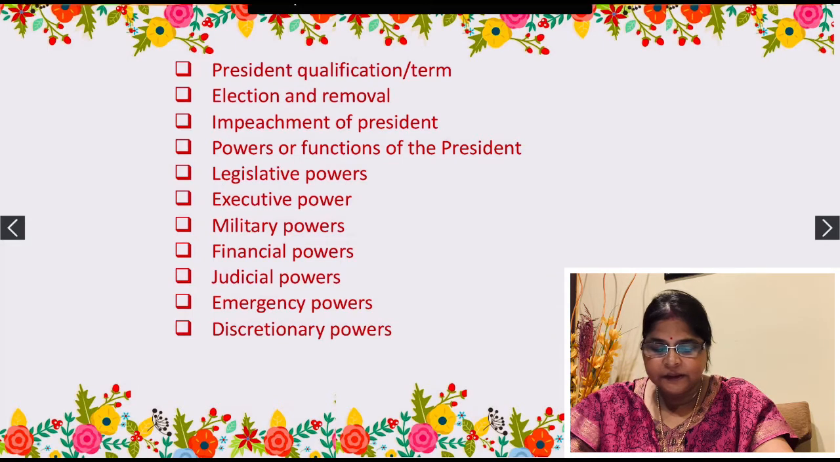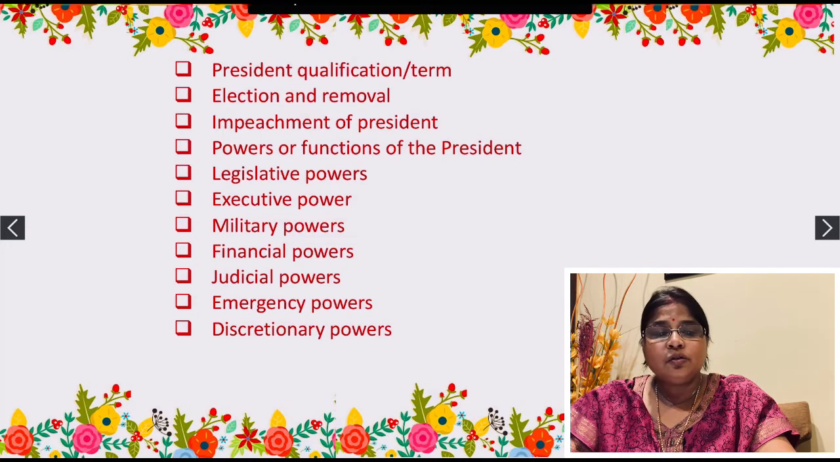Okay. Emergency power and discretionary power, finished. Another one is legislative power. The President has power to summon and prorogue the Parliament. Summon means a formal speech before the meeting begins. Prorogue means to declare the session over and dissolve the Lok Sabha.